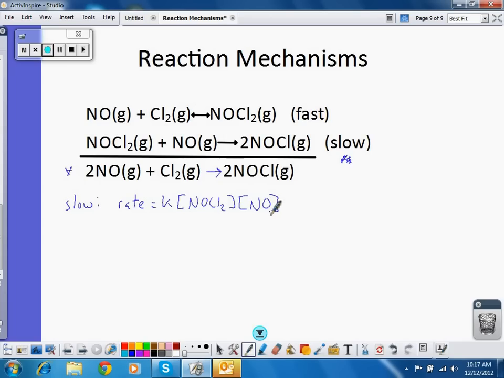Now if I look at that rate law, I could never observe this rate law in the lab because NOCl2 is a reaction intermediate. It does not appear in the overall equation. So at first glance, you might think that this mechanism is not a good mechanism for this overall reaction. But you'll notice something different about this reaction. In the fast step, instead of having a left to right arrow, I have a double-headed arrow.